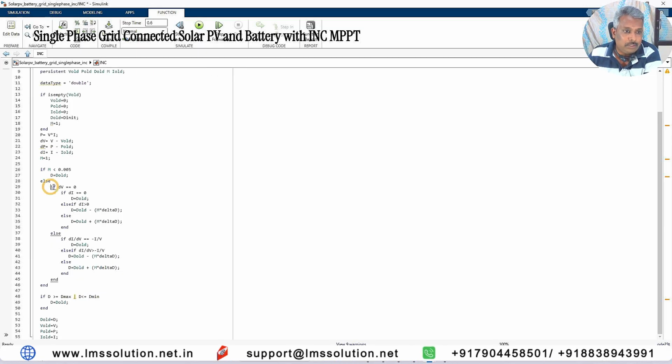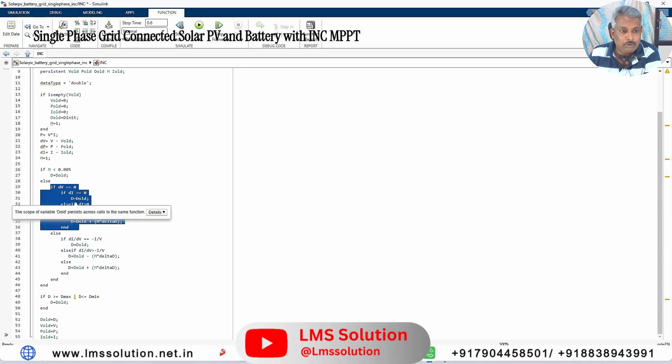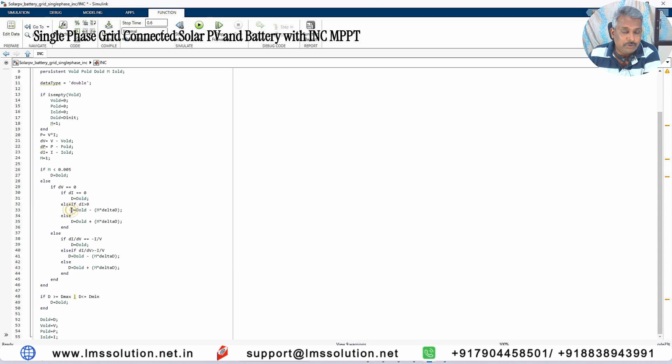Then we check the first 3 conditions. We check dV equal to 0 and dI equal to 0. If both are 0, you keep the duty cycle equal to the previous duty cycle, which means the system is already operating at the maximum power point. Next, if dI is greater than 0, then we need to decrement the duty cycle. Otherwise, we need to increment the duty cycle. These are the first 3 conditions you need to check for incremental conductance.